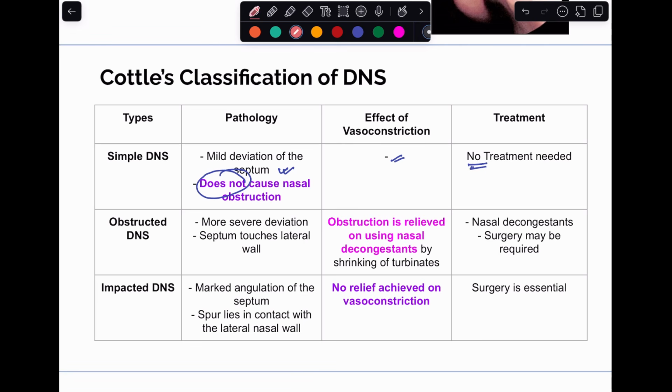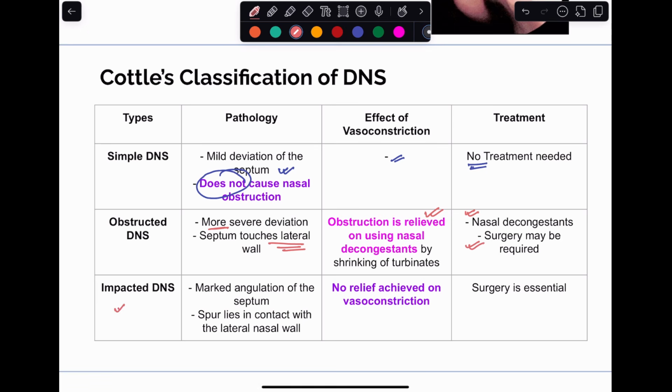Now, in obstructed DNS, we have a more severe deviation where the septum is touching the lateral wall. So we have a patient who is complaining of nasal obstruction. Here, when we try to check the effect of vasoconstriction, the obstruction gets relieved using the nasal decongestant, which works by shrinking the turbinates. Here, in terms of treatment, we can use nasal decongestants and surgery only when required. Most of the time, surgery may be required over here.